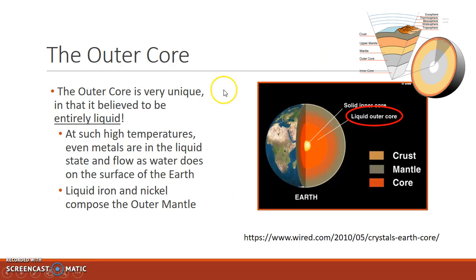Next, we're going to talk about the outer core. Now, the outer core is very unique in that it is believed to be almost entirely liquid. At such high temperatures, even metals are in a liquid state and flow as water would on the surface. And the outer core is primarily composed of nickel and iron. And here is the outer core shown on this graphic, this orange portion right here.